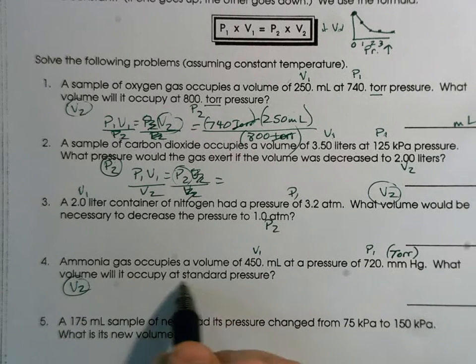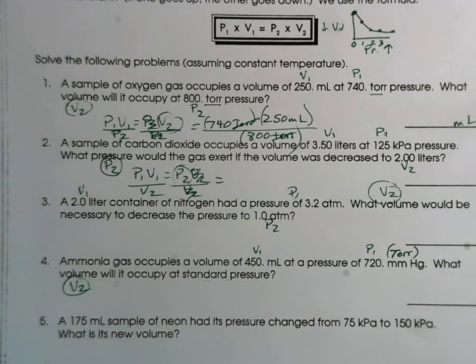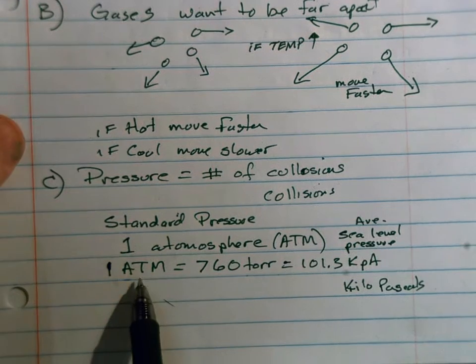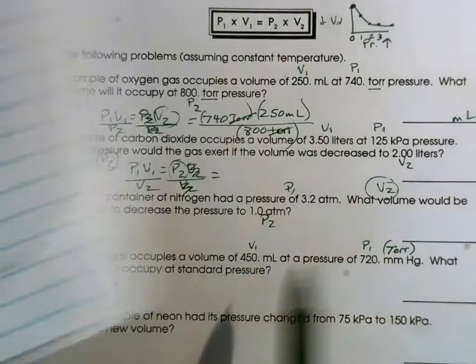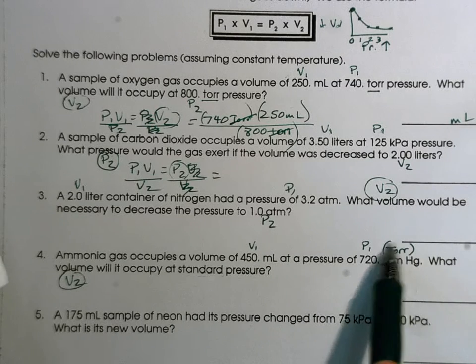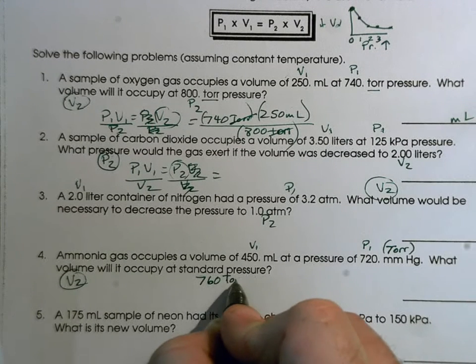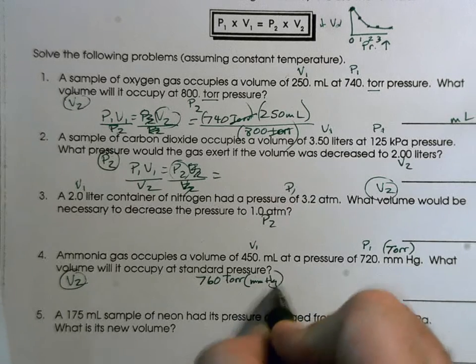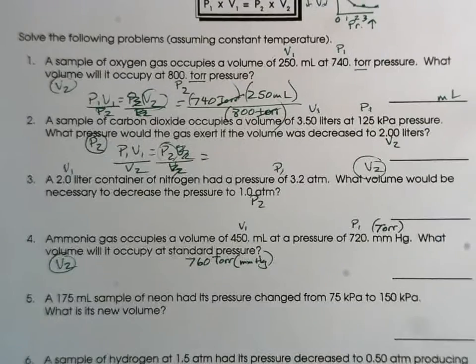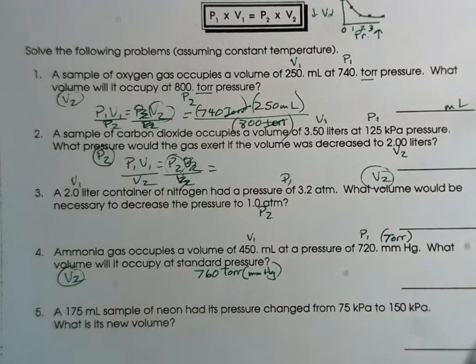Will it occupy its standard pressure? In our notes, we talked about what standard pressure was. We said standard pressure is 1 atmosphere, which is the same as 760 torr, or 101.3 kilopascals. Since this problem is in millimeters of mercury, which is the same thing as a torr, let's say standard pressure is 760 torr, which is the same thing as a millimeter of mercury. So on this one, set it up as you did number 1, multiply them out.